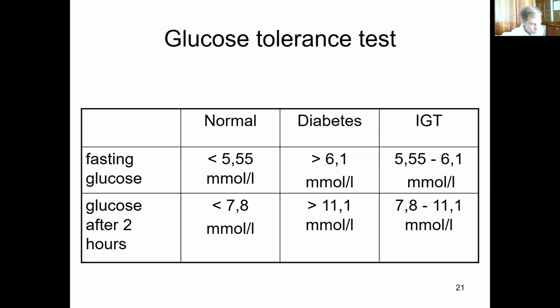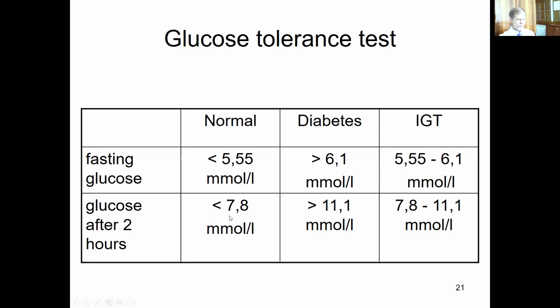What happened? Of course, it's a lot of glucose. 100 grams of glucose is a lot, but I told you that actually 100 grams of glucose you can find in 1 liter of Coca-Cola. And if you drink 1 liter of Coca-Cola, you perform a glucose tolerance test, by the way. So, what happened after 2 hours?